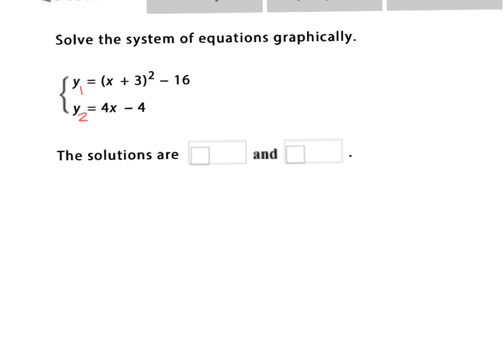Now, when I do that, I get the intersection 1, 0. So in this case, one solution is 1. Now the other one, I go through the same process. Second trace, intersect, press enter twice, but this time I have to move my cursor down near the other intersection point at the bottom, and in this case I get -3, -16. So my solutions are 1 and -3. So you don't have to do it algebraically or whatever. Okay, so this one says graphically, I use the calculator.